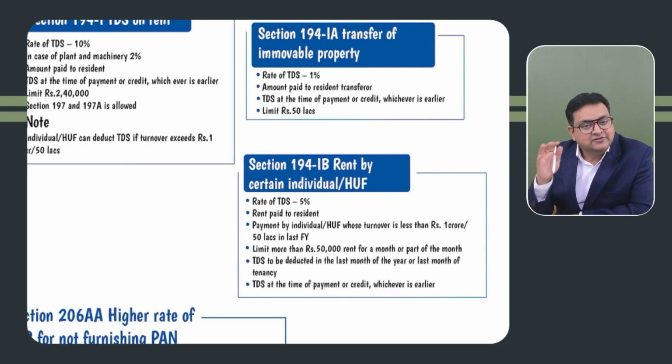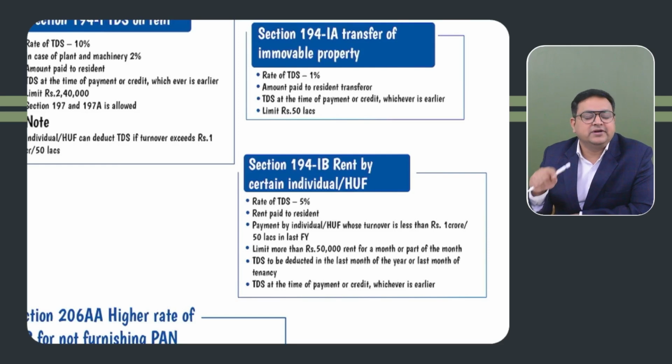So this is quite a special section where even if you don't have a TAN number, you have to deduct TDS. So here, a small individual or small HUF has to deduct TDS, whose turnover of the last year is not more than 1 crore or 50 lakh, as the case may be. But the amount of rent which they are paying is more than 50,000 for a month or part of the month, right? Here, the rate of TDS would be 5%.